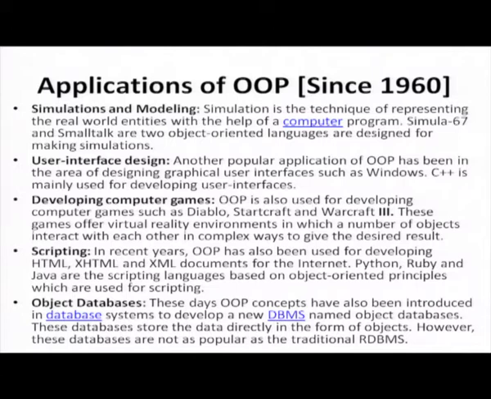Scripting, in the recent years OOP has always been used for developing HTML, XHTML, XML documents for the internet. Python, Ruby and Java are scripting languages. Now, the scripting language is very much banking on the browser and very quickly it goes to the back end. It does not draw so much on the front end.